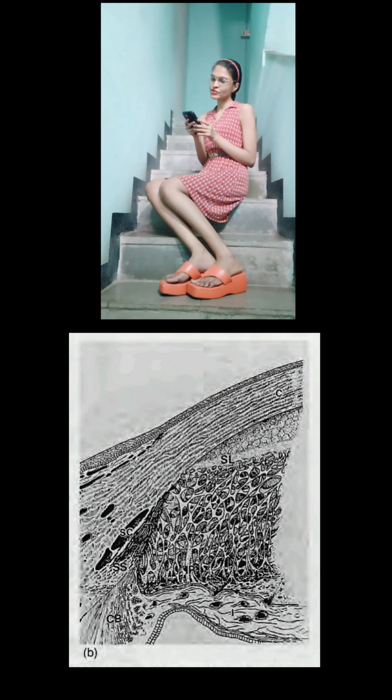SL stands for Schwalbe's line, SS for scleral spur, IP for iris process, TM trabecular meshwork, C for cornea, I is for iris, SC means Schlemm's canal, S means sclera, CB stands for ciliary body, Z for zonules.